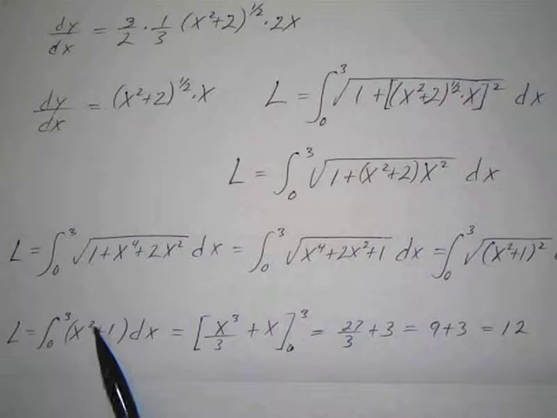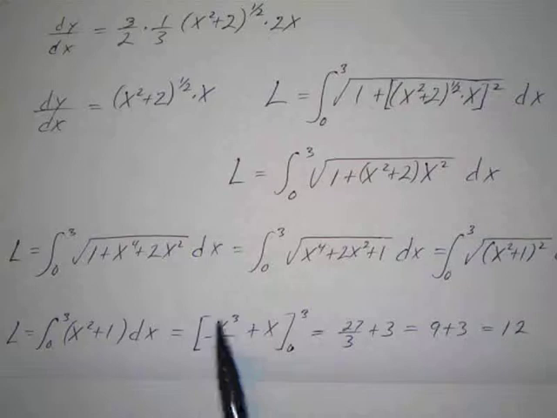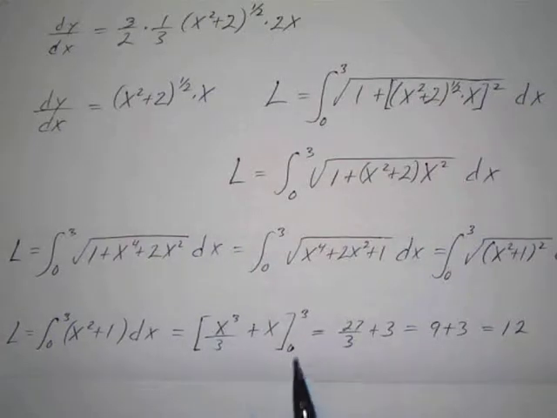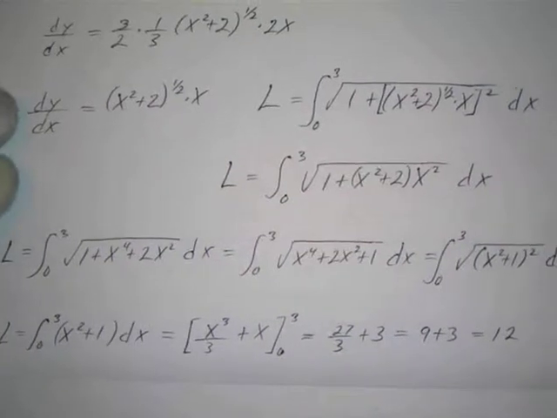So that's going to be x to the 3rd over 3 plus x, and evaluate that from 0 to 3. So if I put 3 in here, I get 27 over 3 plus 3, and if I put 0, I get 0, so my 0 part disappears, so I don't have to worry about this bottom part. And then that's going to be 9 plus 3 is 12. So nothing too difficult here.